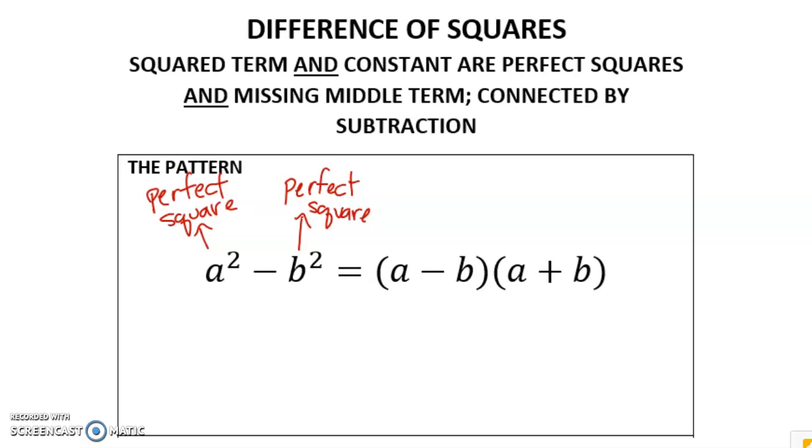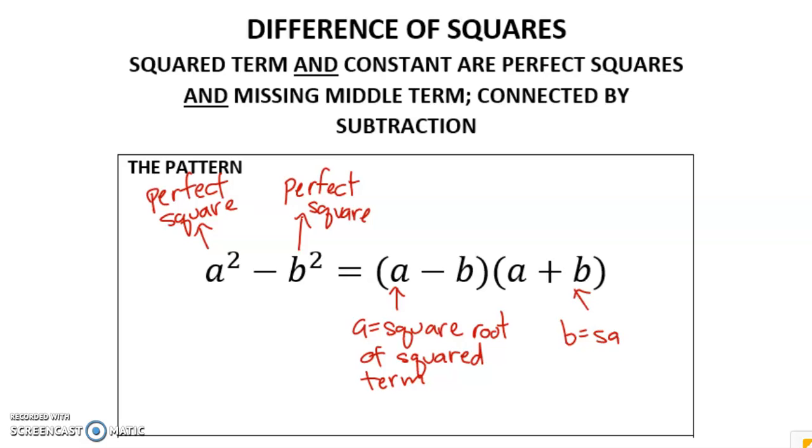All right, so let's go here on the other side, telling ourselves what these things mean. So A is going to be the square root of the squared term. And again, we're going to look at what this means with numbers because right now it's a little bit abstract, right? B, both places where you find it, B is the square root of our constant.